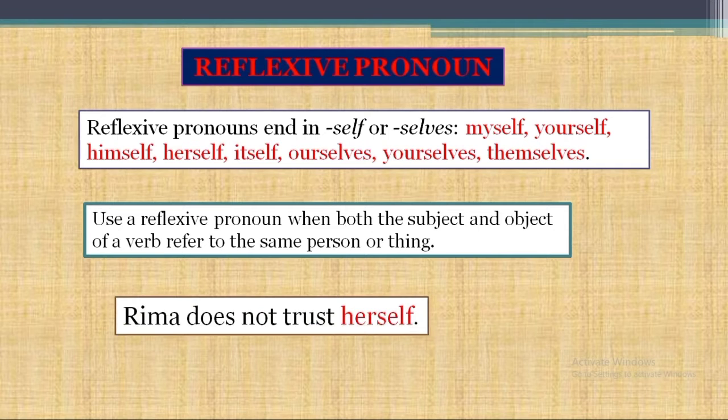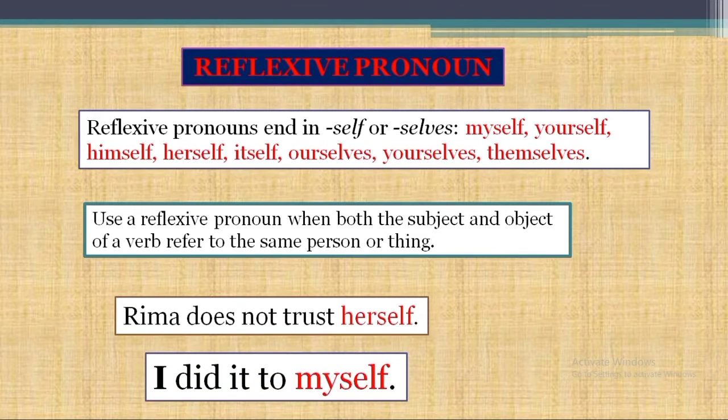Rima does not trust herself. Herself, a reflexive pronoun, refers to Rima. I did it to myself. Myself, a reflexive pronoun, refers to the subject I.